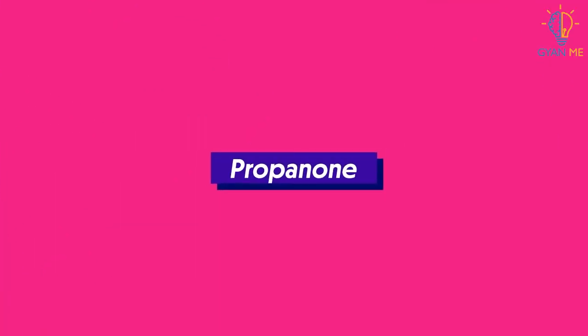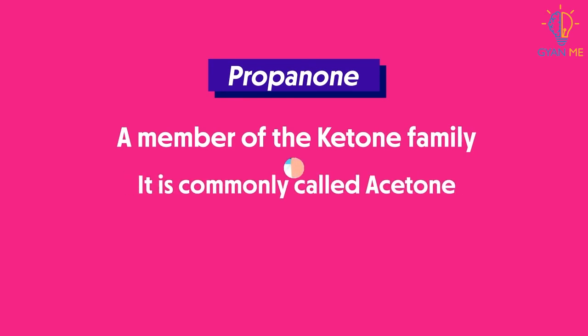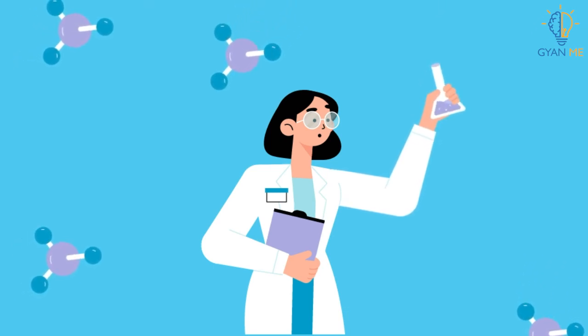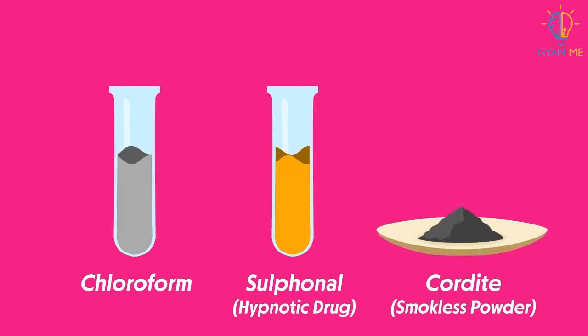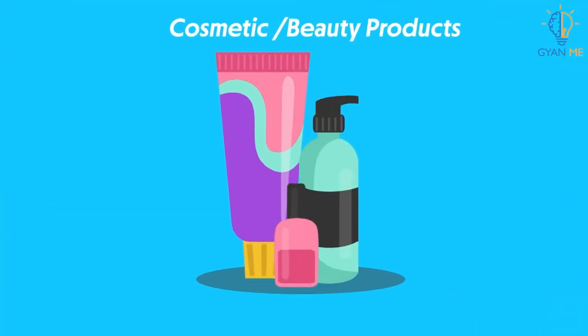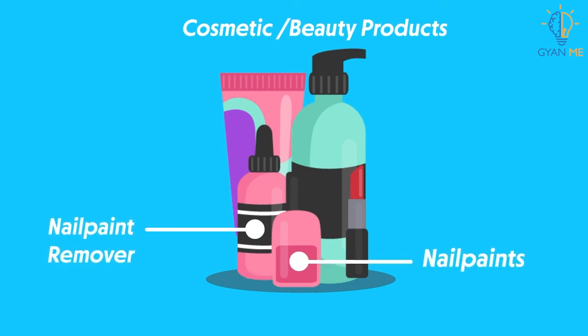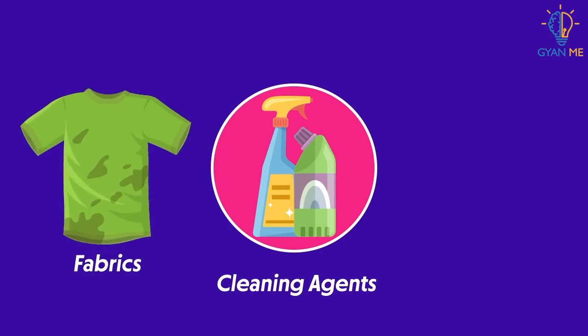Another compound, propanone, a member of ketone family commonly known as acetone, is widely used as a solvent in laboratories and industries. It is used in preparation of many compounds such as chloroform, sulfonal, a hypnotic drug, an artificial scent, cordite, which is a smokeless powder, and many household products like cosmetics and personal care products like nail paints, removers, etc. Also, it is used as a cleaning agent to remove harsh stains of greases ranging from fabrics to engines of automobiles.